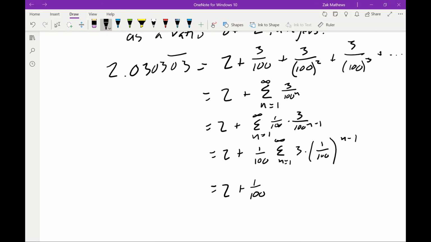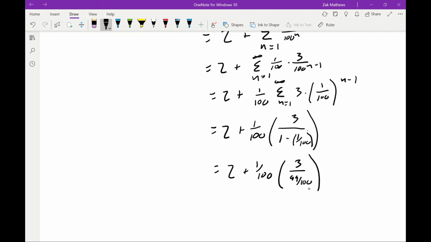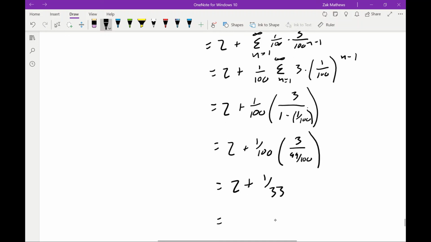We know that sum is equal to 3 over 1 minus r, which is 1 over 100. And so we can do a little simplification here. We can write this as 2 plus 1 over 100 times 3 over 99 over 100. And when we simplify that, we get 1 over 33, because the hundreds would cancel. The 3 over 99 would give me 1 over 33. And so we can write this as a fraction, 67 over 33.